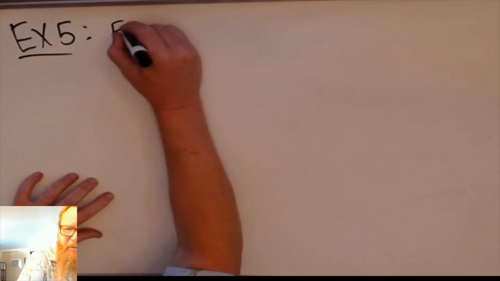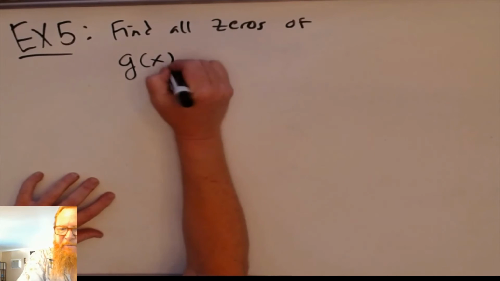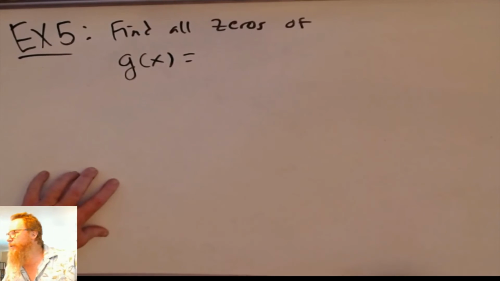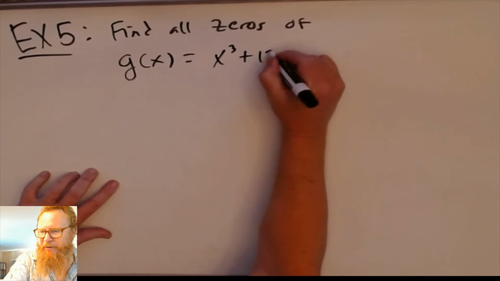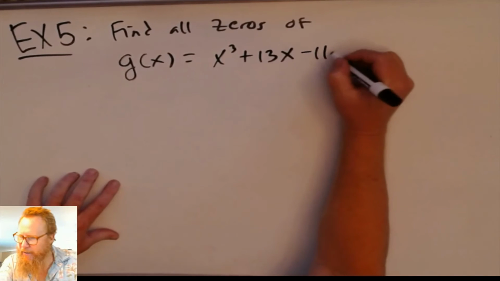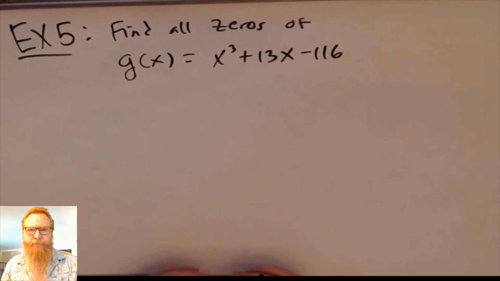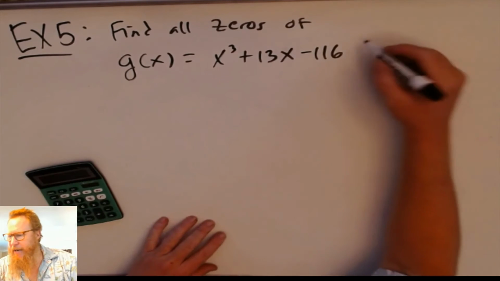All right, so let's find all the zeros of, I'm just getting tired of calling every function f, so I'm going to call this one g. And so that'll be x to the third plus 13x minus 116. There are a lot of possibilities. You want to maybe take out your calculator.